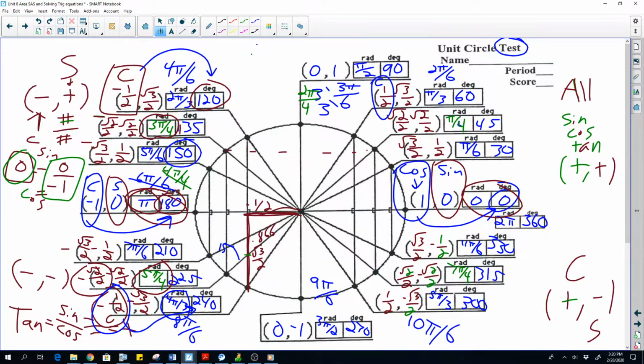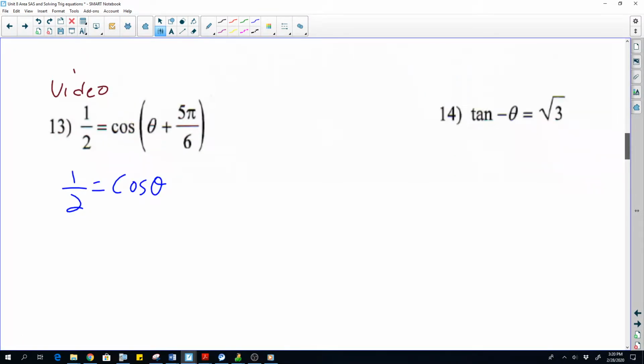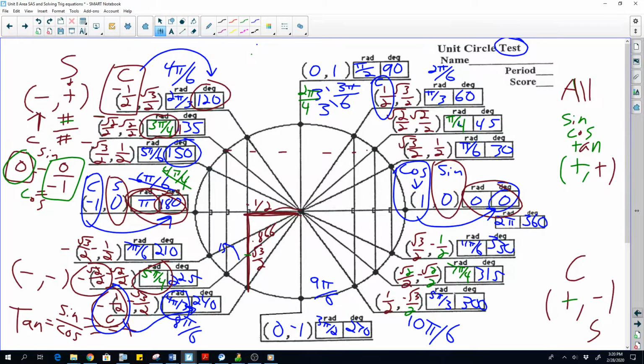Now, do we want a half or negative a half? Let me double check. That's right, just regular half. Does it make a difference? Yes, it does. Okay, so cosine of a half gives us 60 degrees or pi over 3 radians. So we're going to write that as one of our answers.